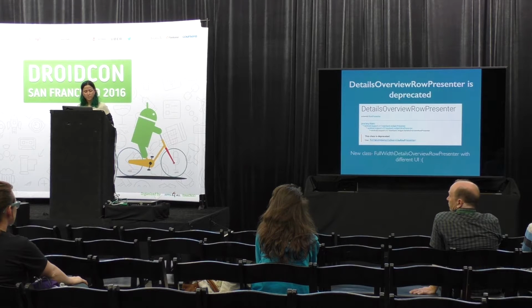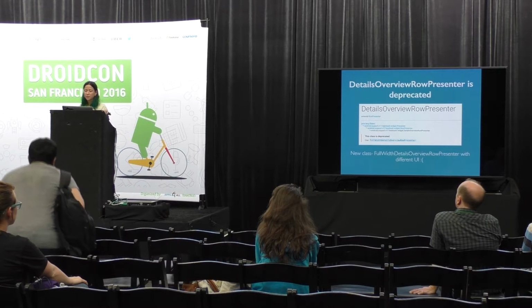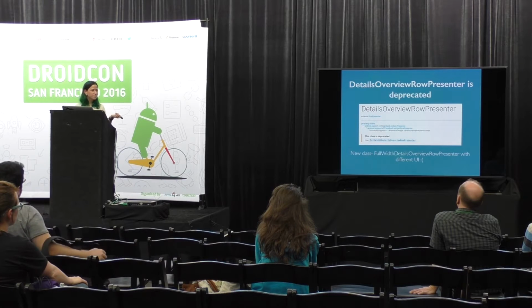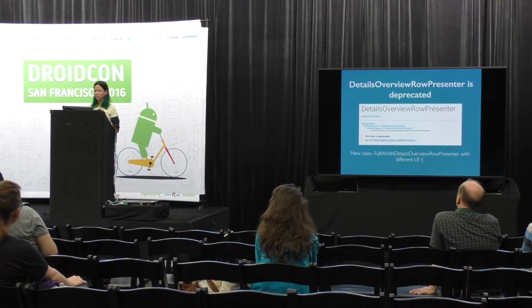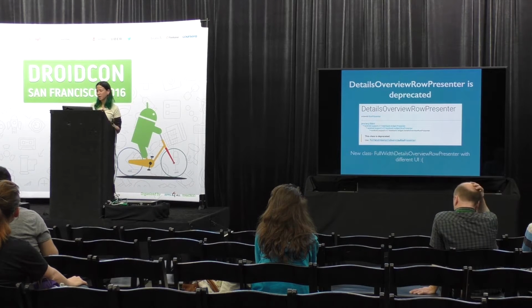The details overview row presenter is deprecated. It was in the default template that was generated by Android Studio. It just straight out showed as deprecated. But it seems like many apps still use this style and this presenter. So I decided to go along with this one for the sake of simplicity and consistency. There's a new class out there that can be experimented with.